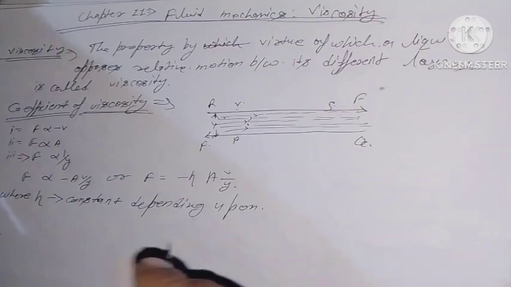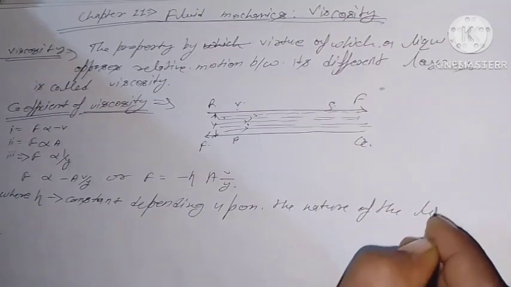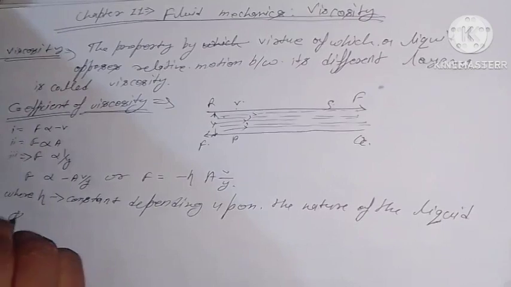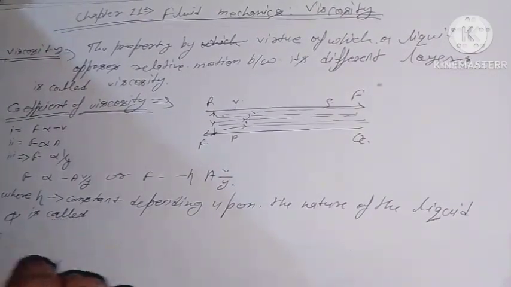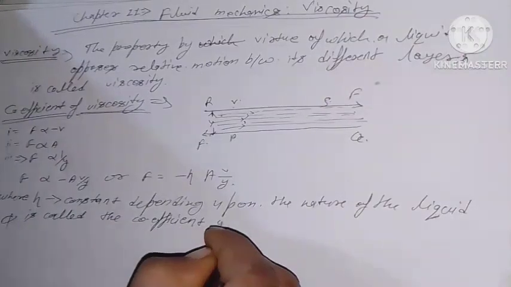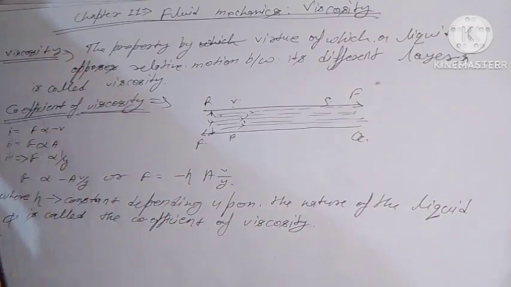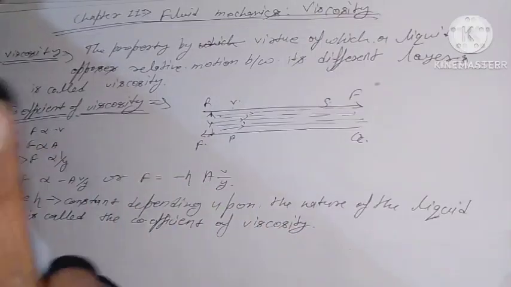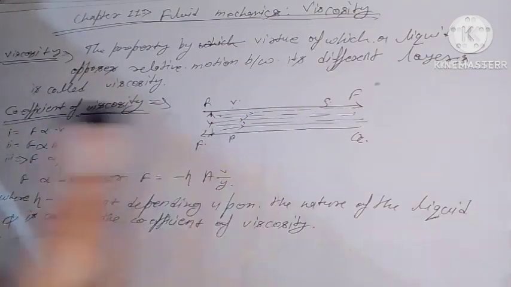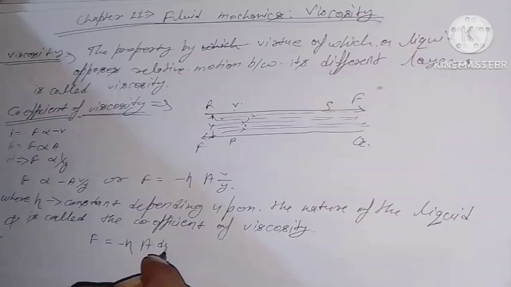Eta is a constant depending upon the nature of the liquid, and is called the coefficient of viscosity. If the two layers are very close together, then denoting the distance between them by dy and relative velocity by dv, we get F equal to minus eta A dv by dy.